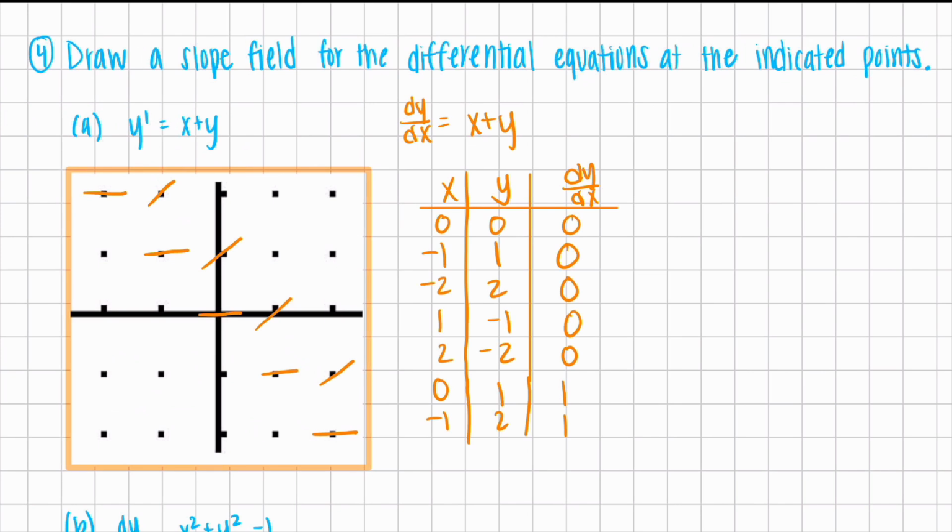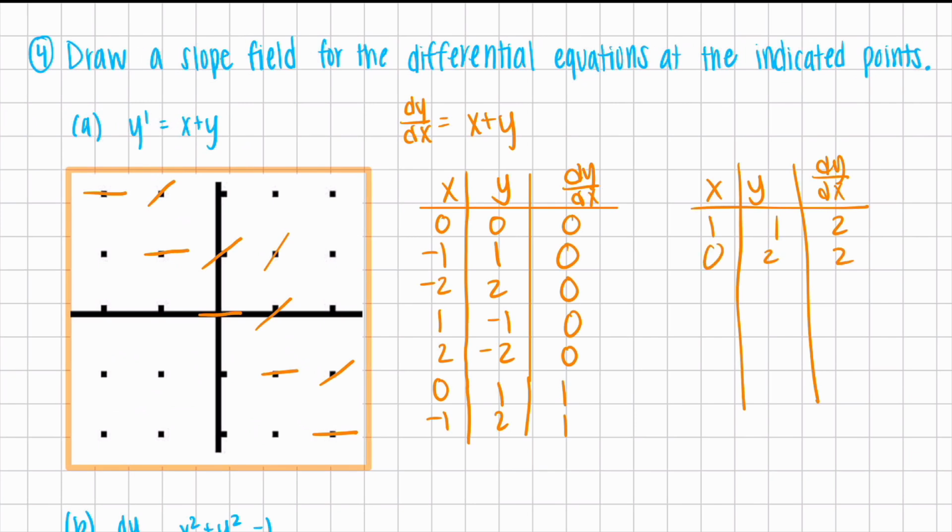Let's do 1, 1. I'm going to make another chart. So let's do 1, 1. My slope is 2, so I'm going to make sure that I'm steeper than my slopes of 1. At 0, 2, my slope is also 2. So this continues. That might be a little too steep. All right, at 1, 2, my slope is 3. I just want to make sure I am getting steeper.